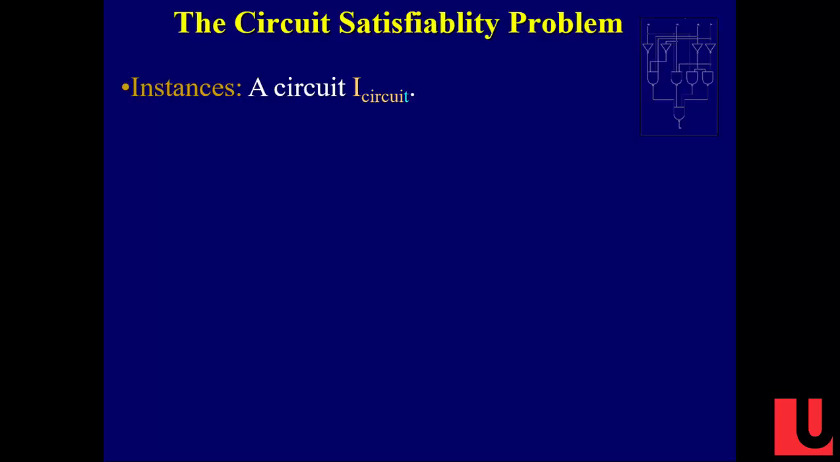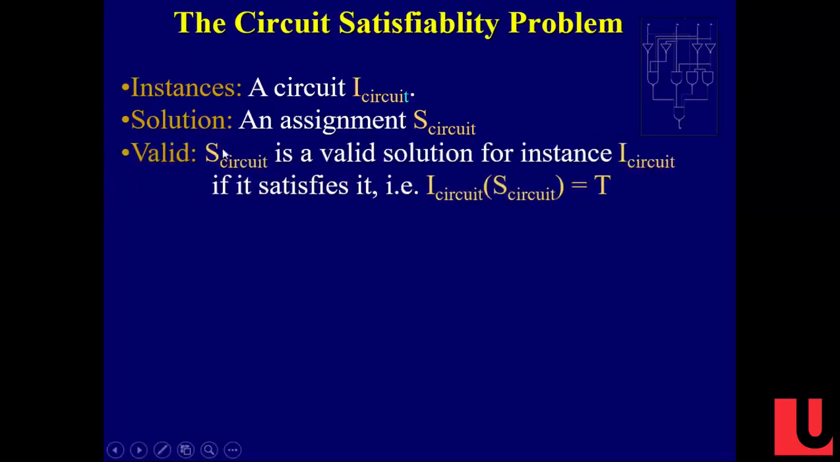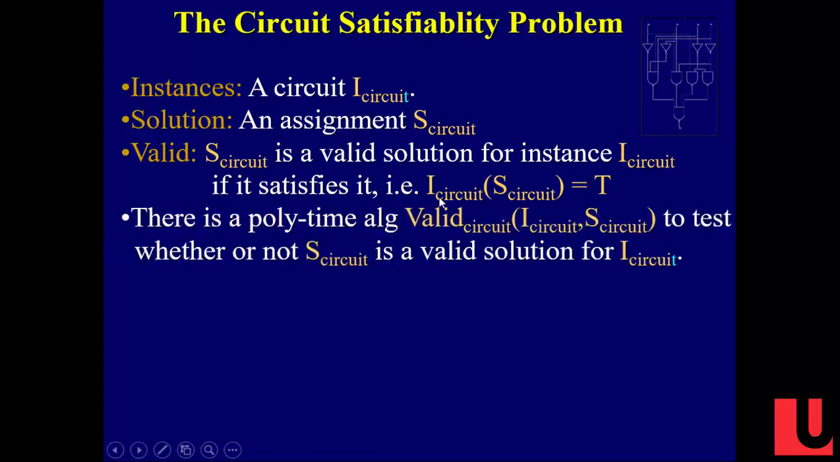What is that? That's our input. What's our instance? It's a circuit. What's our solution? It's an assignment to the circuit. When is it valid? The assignment is valid if it satisfies the circuit. Is there a polytime algorithm such that given the circuit and given an assignment to the circuit, you can see whether it satisfies it? Yes, I give you a circuit, I give you an assignment, you put the assignment through the circuit and see if the answer is yes or no. You can do that in polytime. That makes SAT an NP.